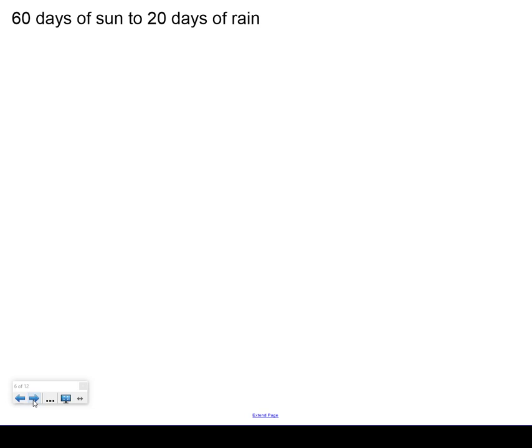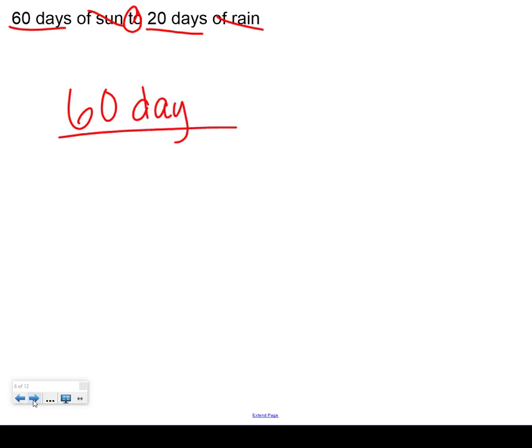All right, this one's a little bit longer, but we've got to decode what's important. 60 days of sun to 20 days of rain. So here's our two that we're comparing. We have 60 days to 20 days. The sun and rain wording is helpful, but it's not really relevant. The 60 days and the 20 days is our comparison.